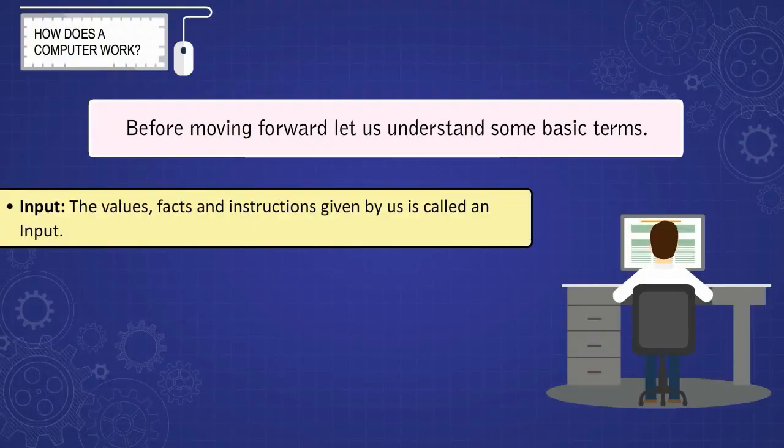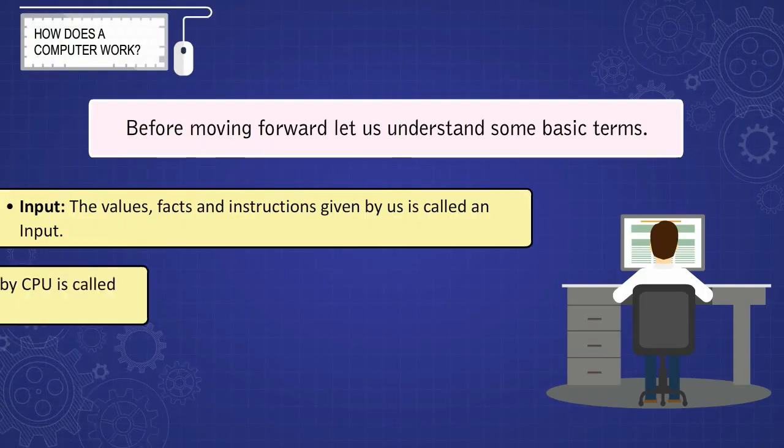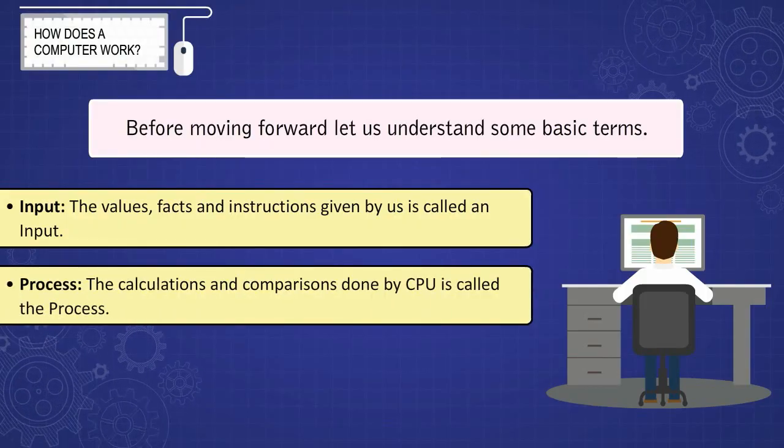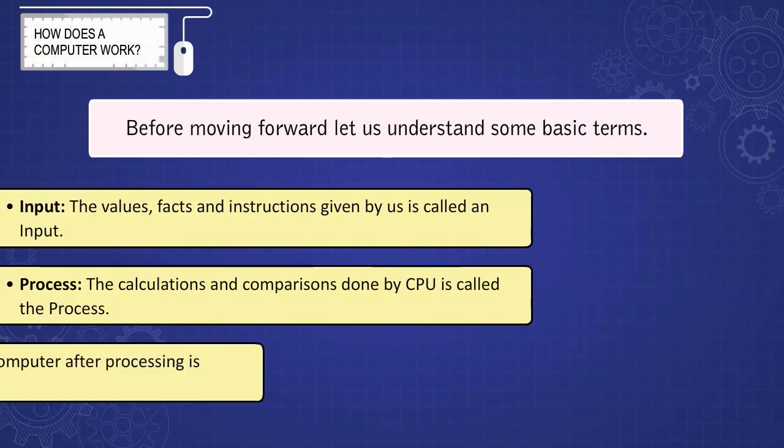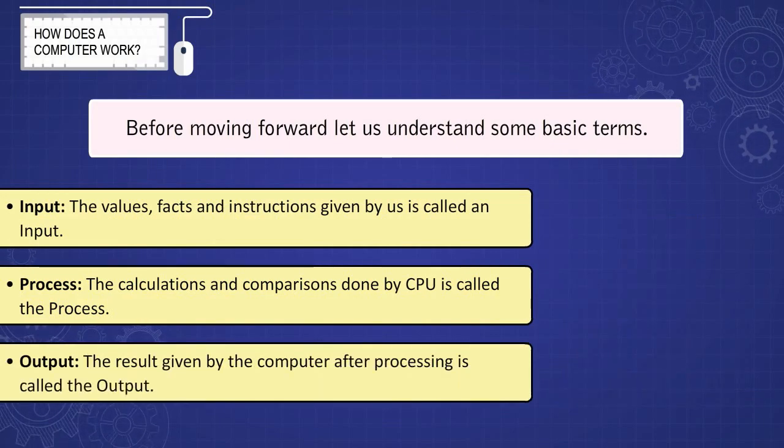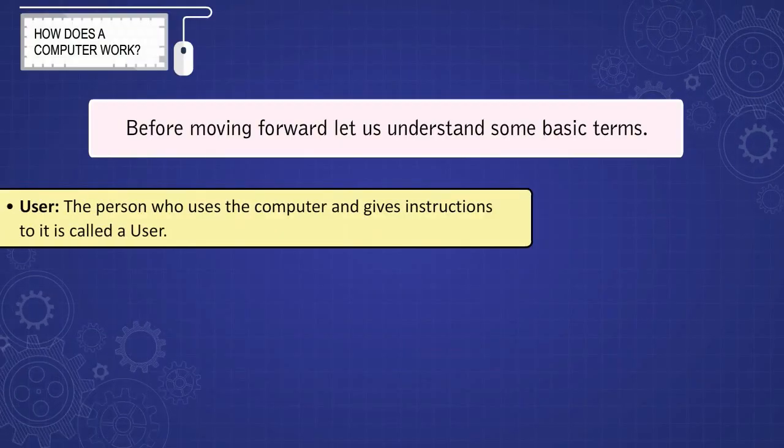Before moving forward, let us understand some basic terms. Input. The values, facts and instructions given by us is called an input. Process. The calculations and comparisons done by CPU is called the process. Output. The result given by the computer after processing is called the output. User. The person who uses the computer and gives instructions to it is called a user.